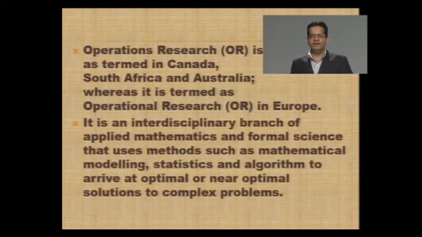So we can say it is an interdisciplinary branch of applied mathematics and formal sciences that uses methods such as mathematical modeling, statistics and algorithms to arrive at an optimal or near optimal solution to complex problems. So we cannot say that it is only a part of mathematics or some engineering. It is an interdisciplinary team approach which uses mathematics as well as the formal sciences.